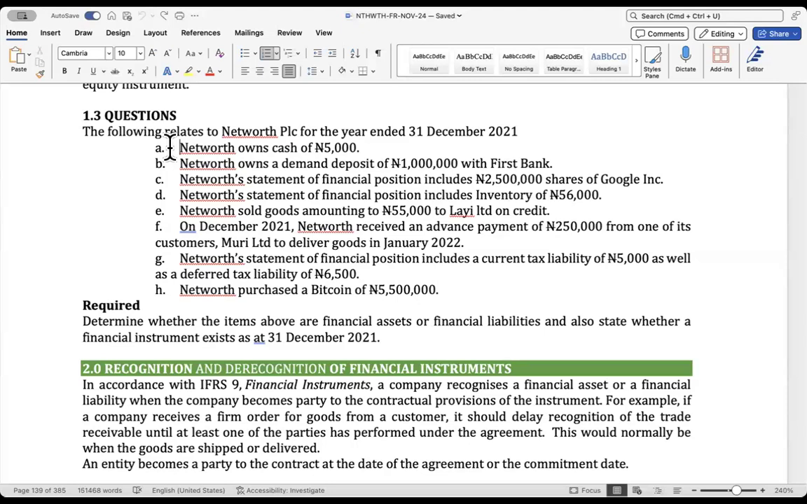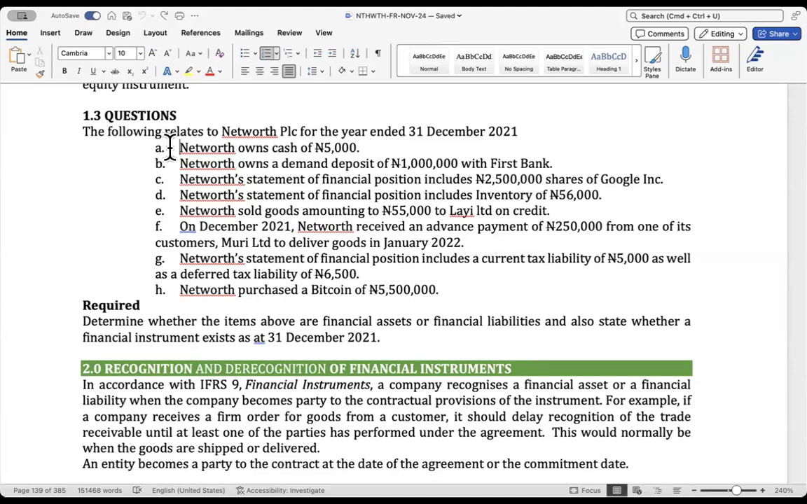Net worth owns a demand deposit of 1 million with First Bank. There is a financial instrument because the two parties are net worth and First Bank. What does net worth have? Net worth has the financial asset, while First Bank has a financial liability. That's correct. That's perfect.